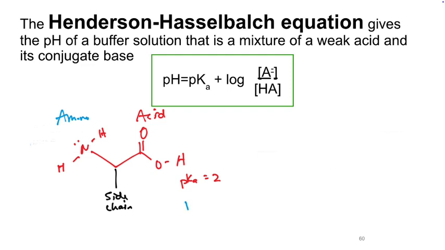And if I change my pH, if I go to a pH of, say, 7, that's neutral. That shouldn't really have an effect. Well, plug those values into our expression. pH equals 7, pKa equals 2. What happens?